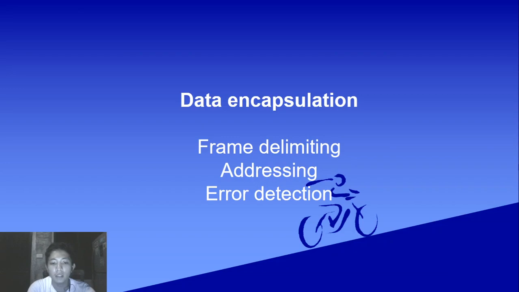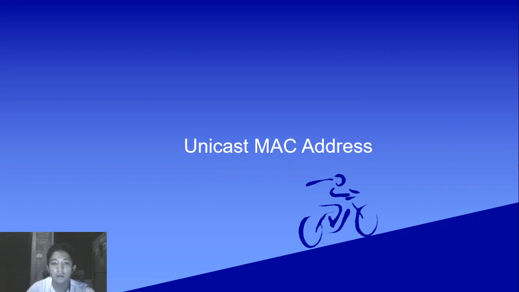The addressing: the encapsulation process contains the layer 3 PDU and also provides the data link layer addressing. Error detection: each frame contains a trailer used to detect any errors in transmission. Unicast MAC address: a unicast MAC address is the unique address used when the frame is sent from a single transmitting device to a single destination device.